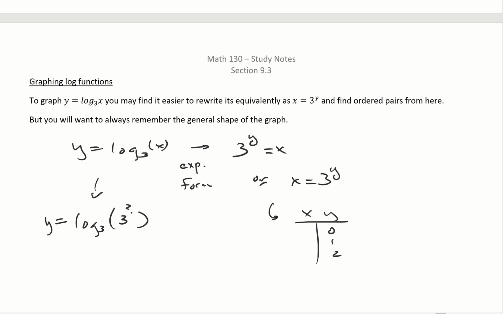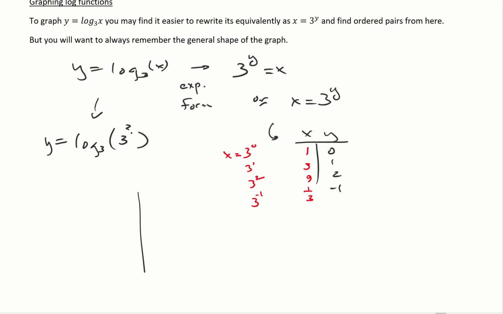0, 1, 2, -1, okay. What are the values that go with that? Well, x equals 3 to the 0, 1. 3 to the 1, 3. 3 to the 2, 9. 3 to the -1, 1/3. Okay. So, without graph paper, we'll just do our own. And plot the points. Okay, go ahead.